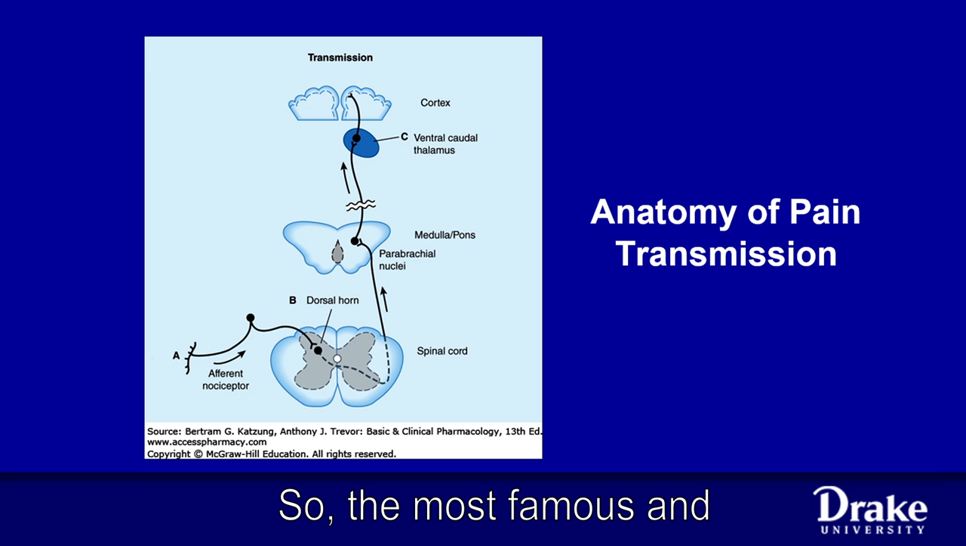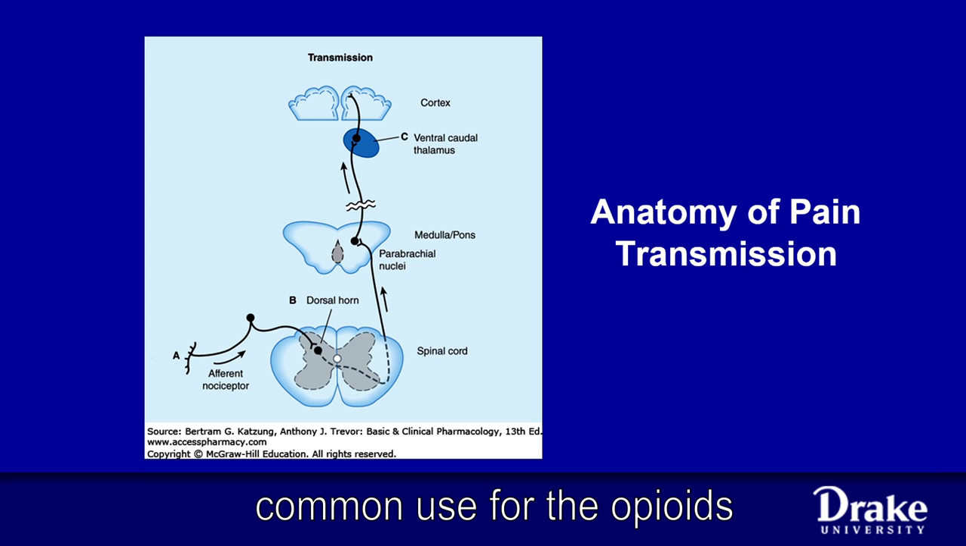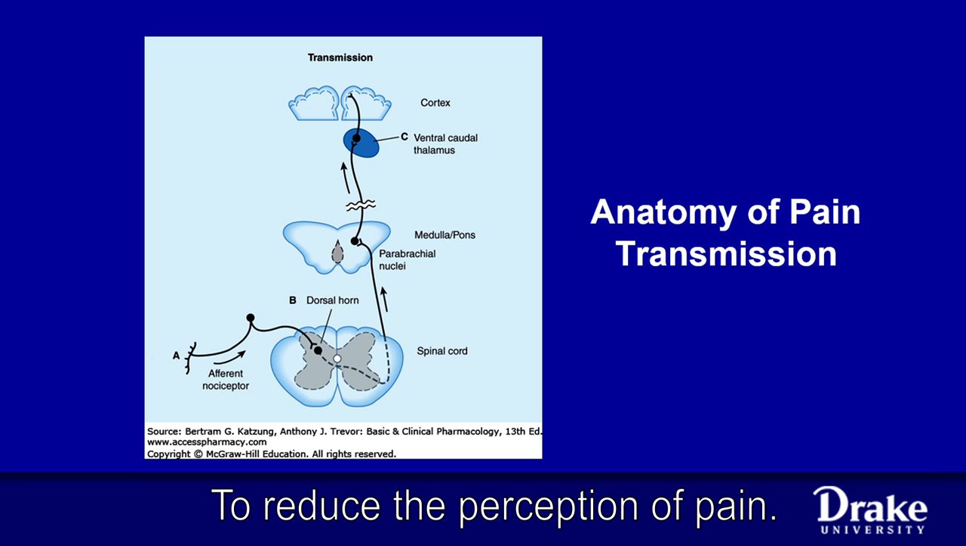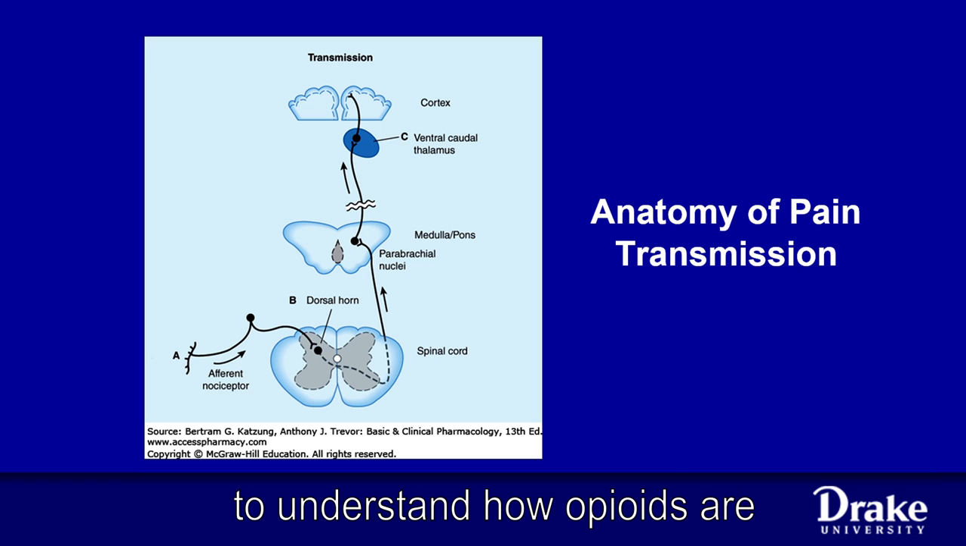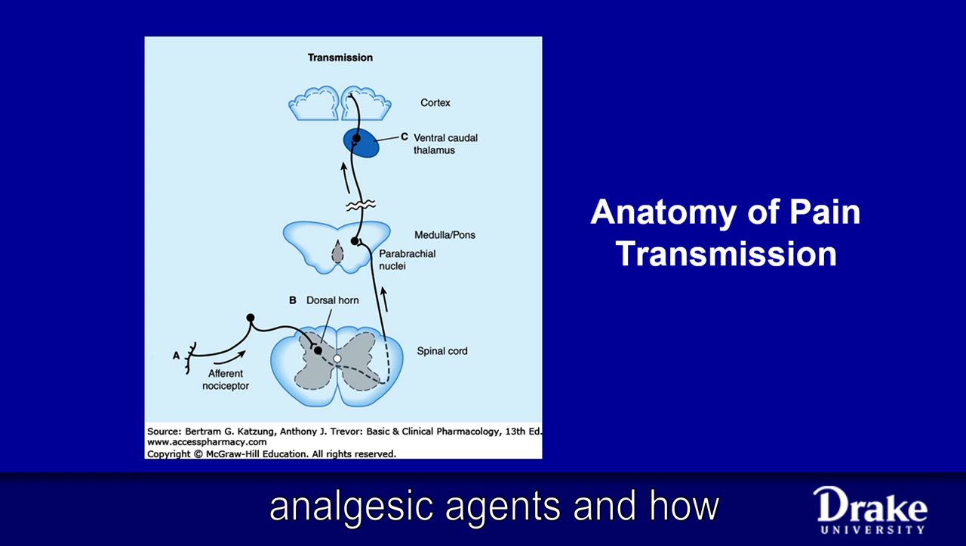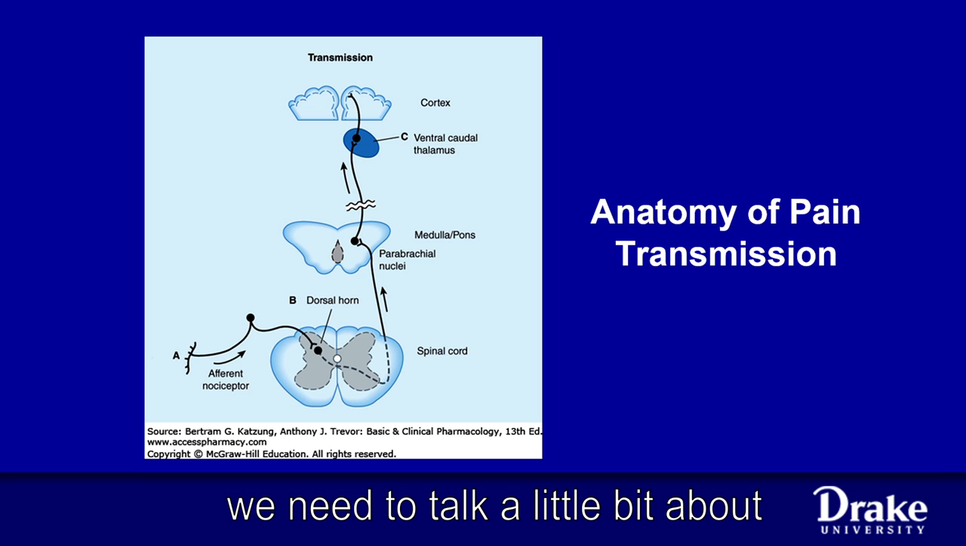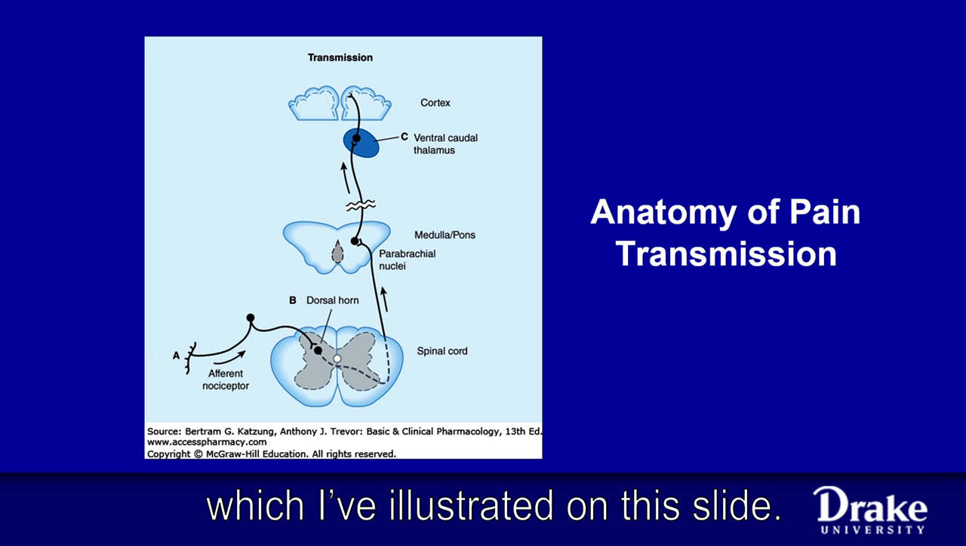So the most famous and common use for the opioids is to produce analgesia, to reduce the perception of pain. To understand that mechanism, to understand how opioids are analgesic agents, how they're able to reduce pain, we need to talk a little bit about the anatomy of pain transmission, which I've illustrated here on this slide.